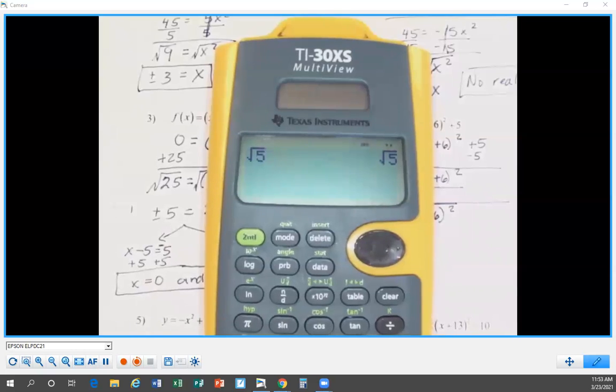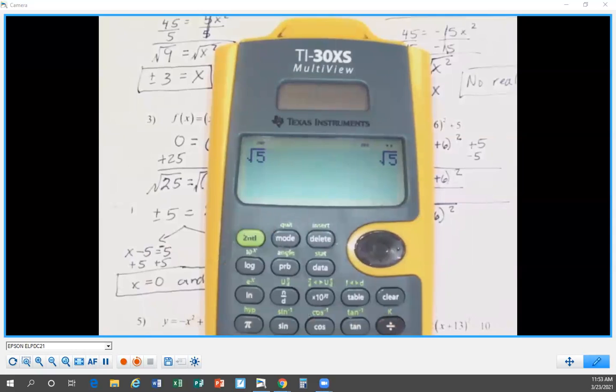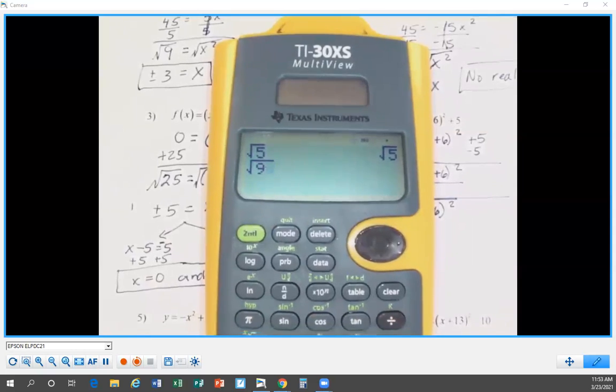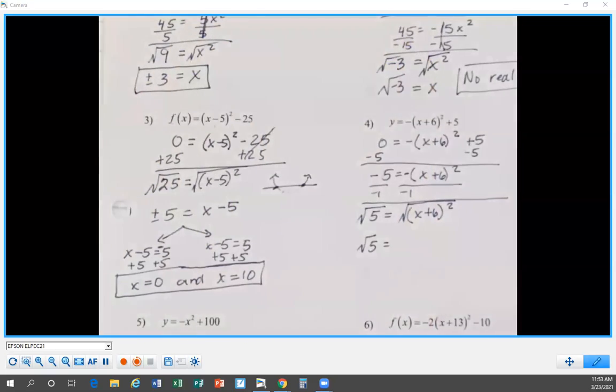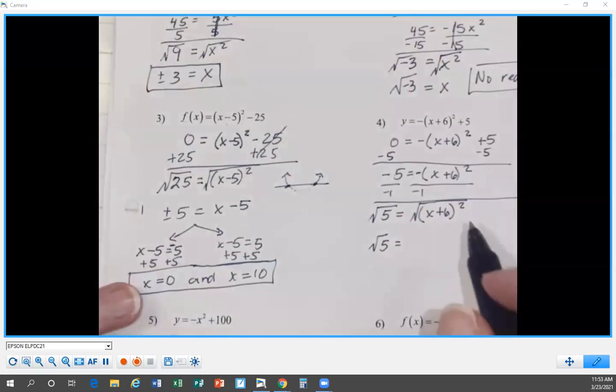Root 5. Okay. So if I typed in root 9, what am I going to get? Just a refresher, I'm using the square root button on the calculator. Root 9 would give us 3. We need to be aware that it's positive or negative 3, plus or minus 3. Okay, because we know that. We're smarter than the calculator.